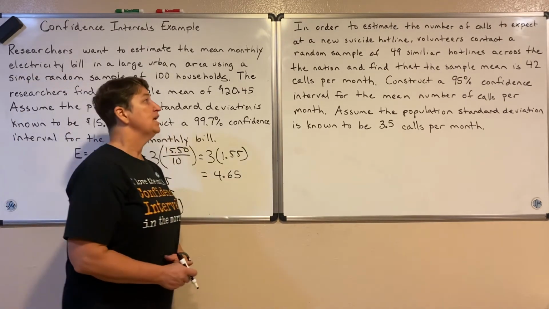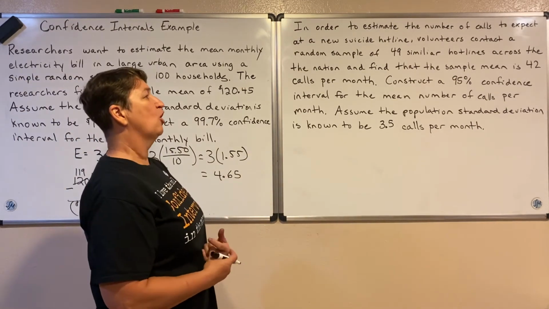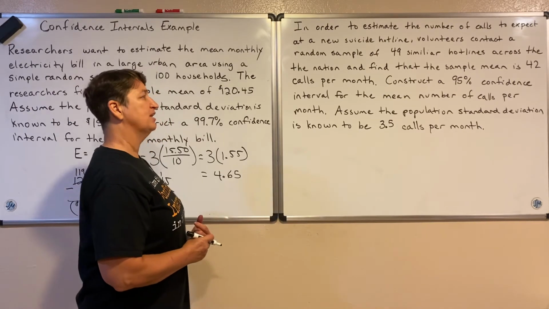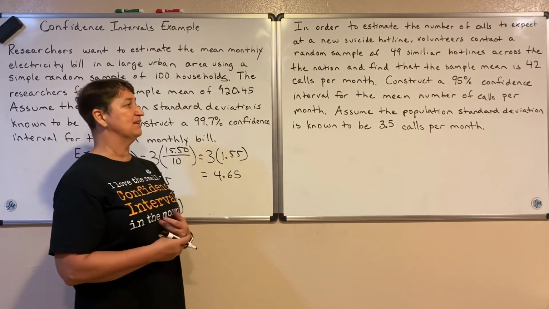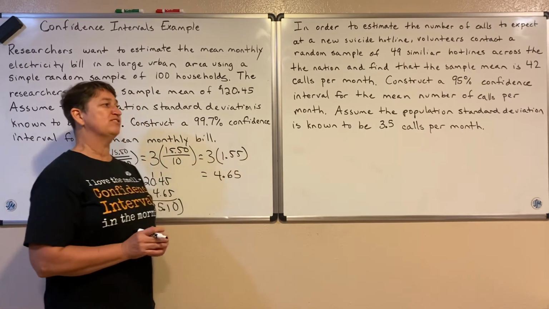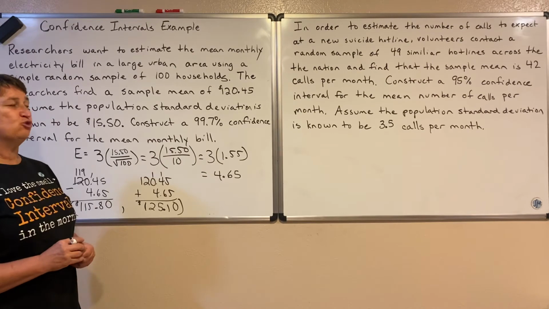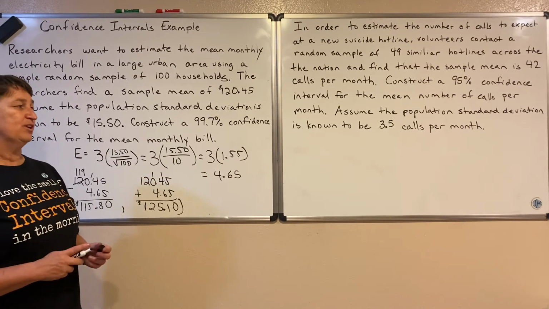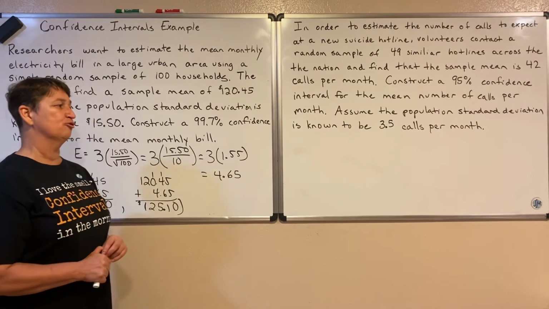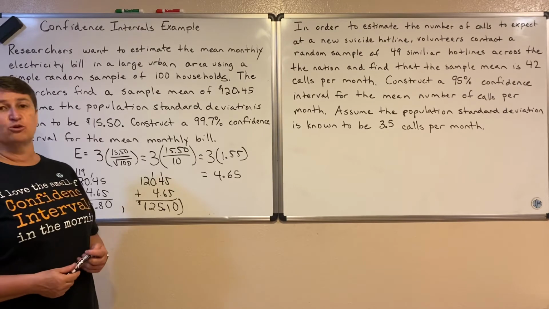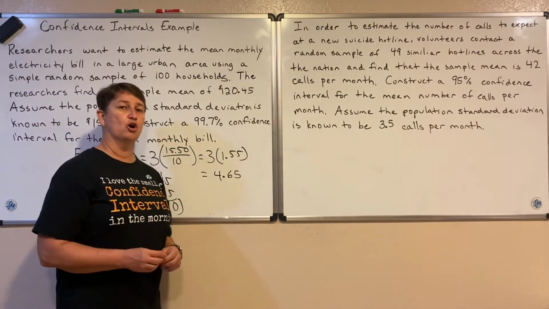Let's do another one. In order to estimate the number of calls to expect at a new suicide hotline, volunteers contact a random sample of 49 similar hotlines across the nation, and they find the sample mean is 42 calls per month. Construct a 95% confidence interval for the mean number of calls per month. Assume the population standard deviation is known to be 3.5 calls per month.